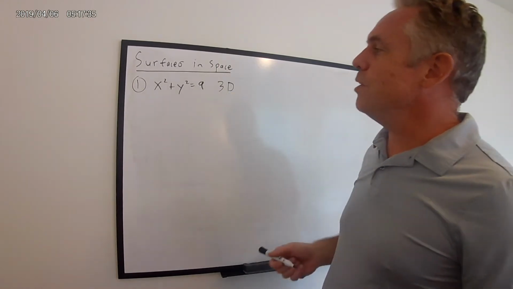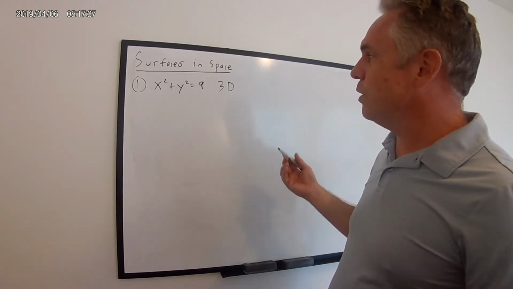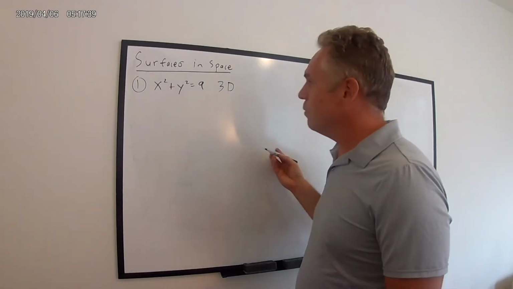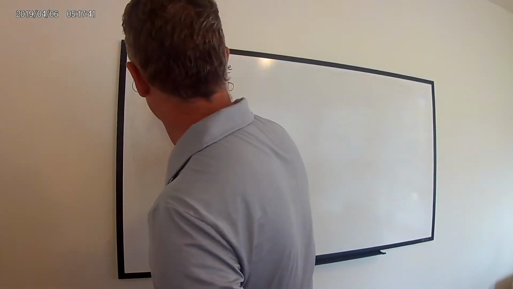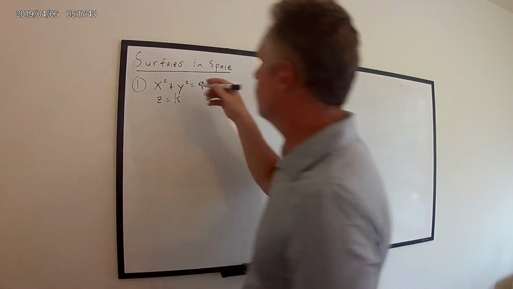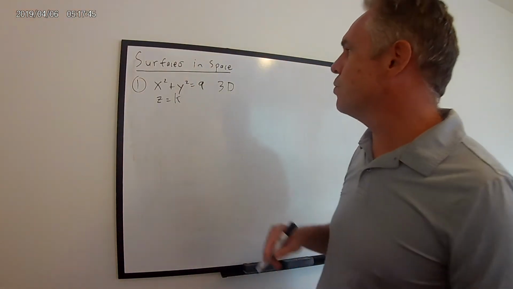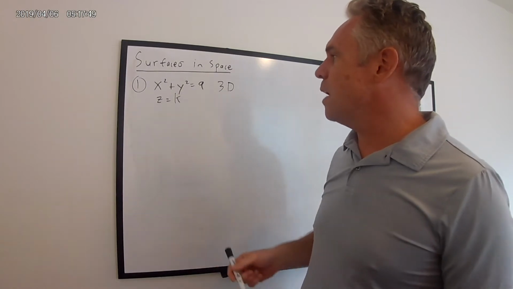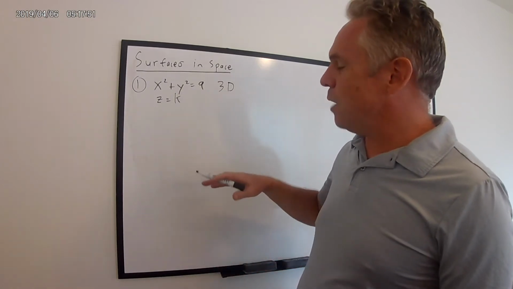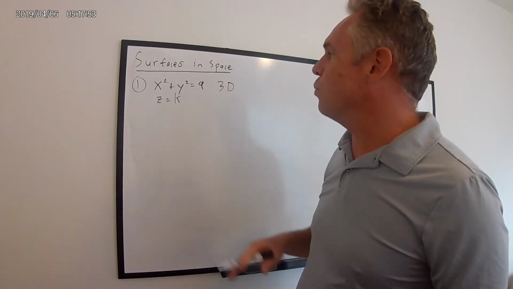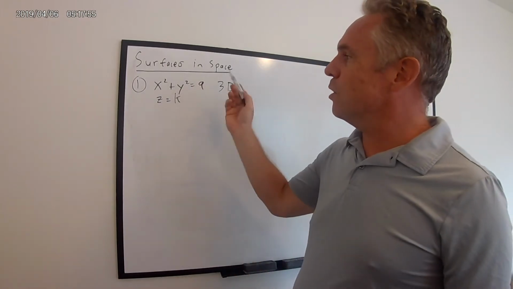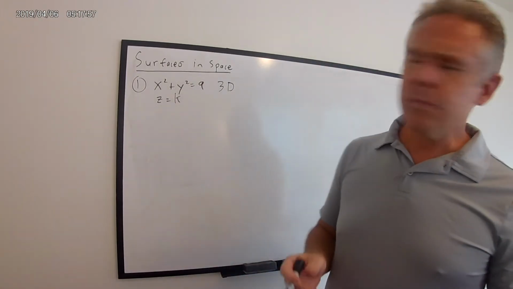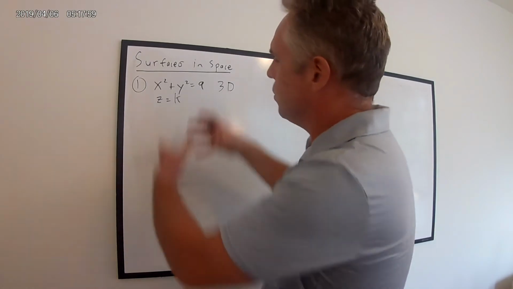Here we have no z specified, and so z can really assume any value. And what we're going to do is look at what this surface looks like as it intersects with planes z equals k. So as we look at planes parallel to the xy plane, this is just going to trace out a circle. And so what we get here is a stack of circles.